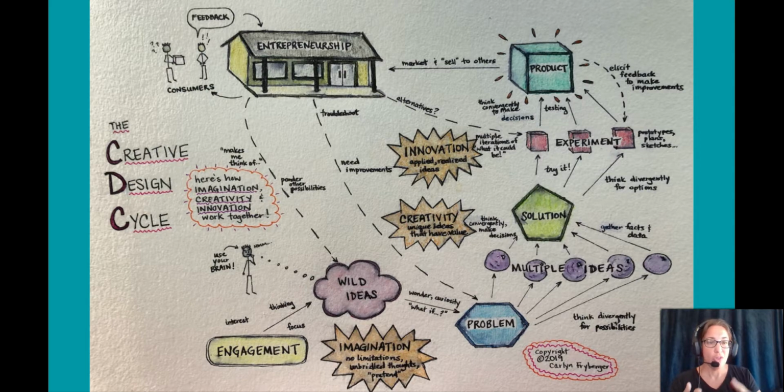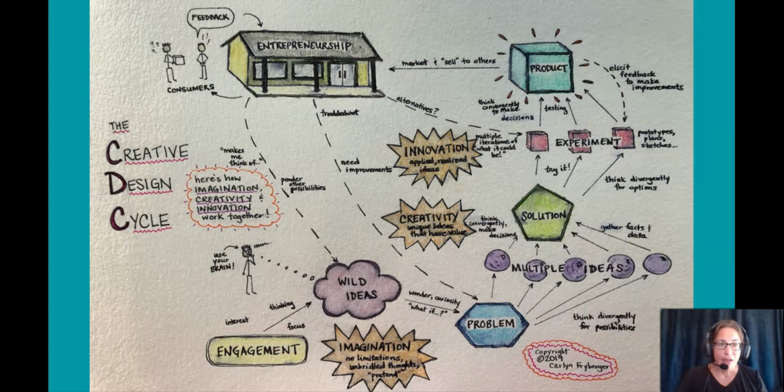So if you come up with alternatives, like maybe this product is good for one group and another product might be good for another, you go back to the experimentation. Maybe one of your prototypes might be appropriate for what you're looking for. Or if you have to troubleshoot or it needs improvements, then you might go back down to the problem. There's a problem with the product. How do I solve it? Look for solutions and then refine the project.